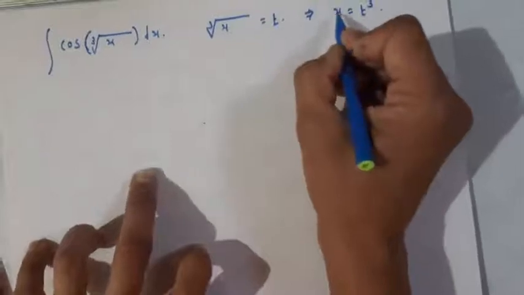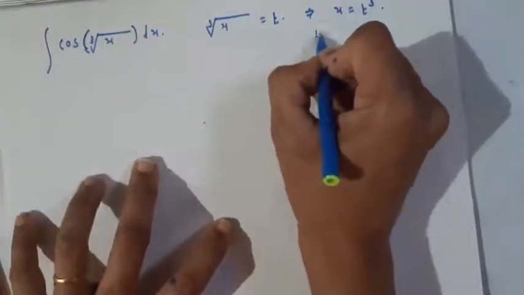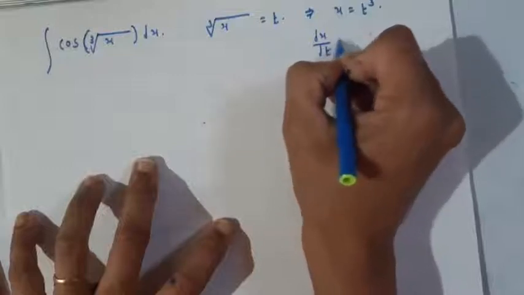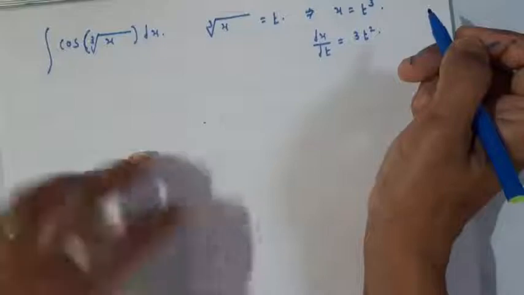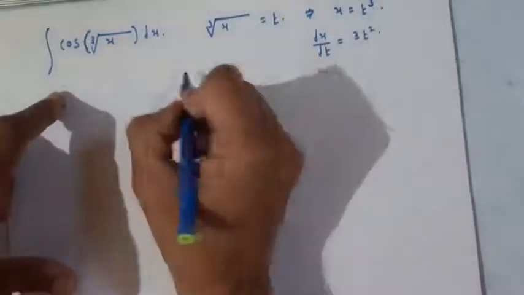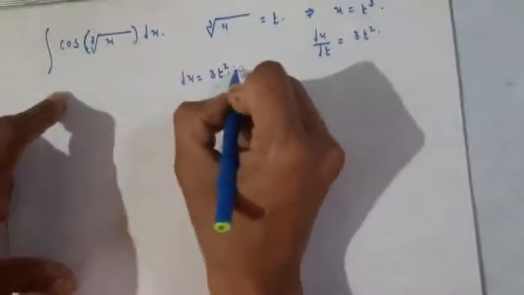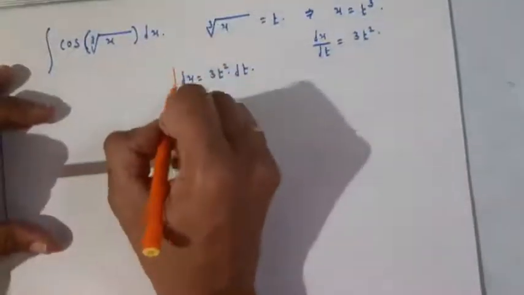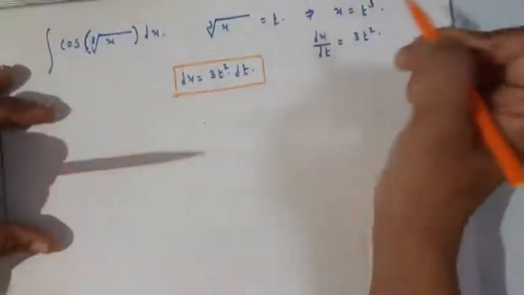You will get dx by dt equal to 3t square, and therefore the value of dx equals 3t square into dt. In this way we have to solve the problem. Okay students, in this way you can solve the problem.